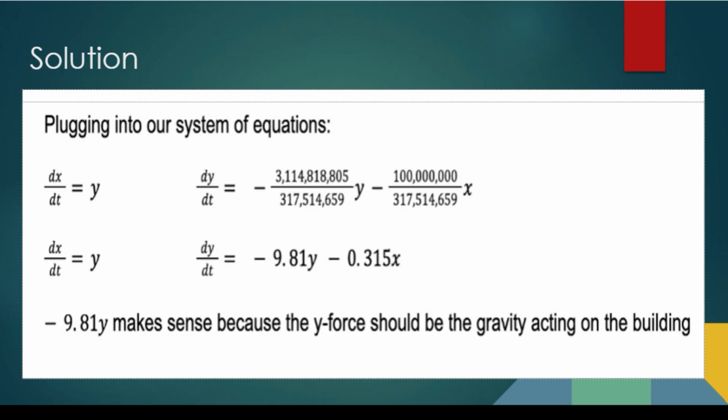So now if we plug it into our system of equations, we get dy over dt equals negative 3,114,818,805 over 317,514,659 y minus 100 million over 317,514,659 x. And then pretty much dividing those to get a simpler equation, we get dy over dt is equal to negative 9.81y minus 0.315x. So that negative 9.81y makes sense because the y force should be the gravity acting on the building.